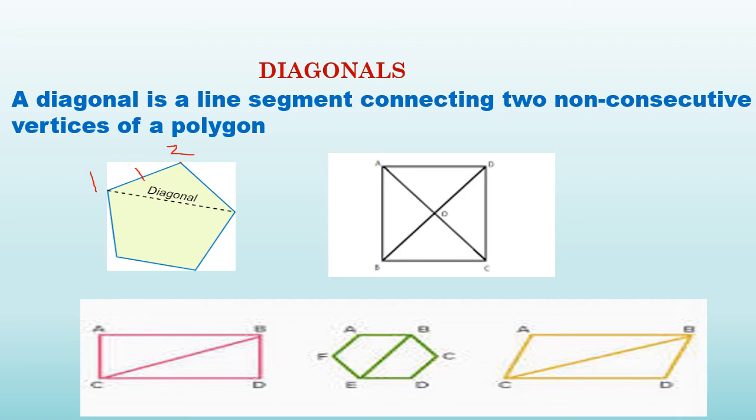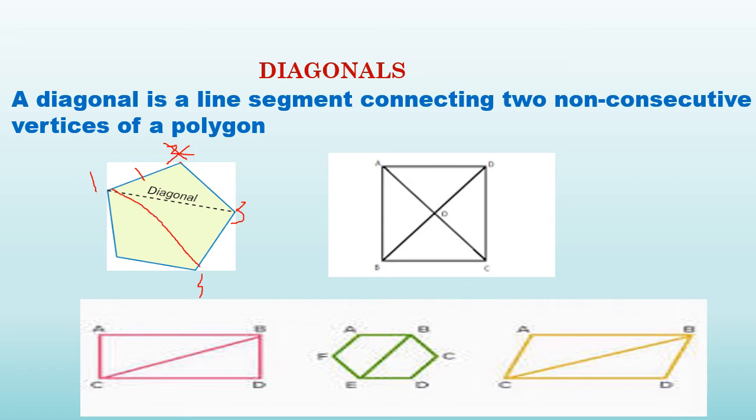If you join these two consecutive vertices, you get only one line, a side. You get one side. But for a diagonal, you don't have to talk of two. You should talk of non-consecutive. It means you need 3. Over here it is 3. And then you join 1 and 3. See, they are in opposite direction. Hence it makes a diagonal. You can even join 1 and 4. It is also a diagonal.